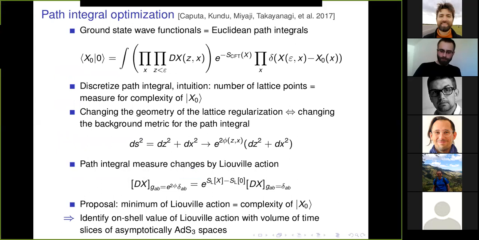Now, first some review about the path integral optimization proposal. The starting point of this proposal is the fact that ground state wave functionals are computed by Euclidean path integrals. So the wave functional of some arbitrary state phi naught with the vacuum can be calculated by the Euclidean path integral in the lower half plane, where z denotes the time direction and epsilon is the UV cutoff. And this path integral can be discretized, and then the intuition that underlies this path integral optimization proposal is that the number of lattice points chosen in this discretization is a measure for the complexity of the state.